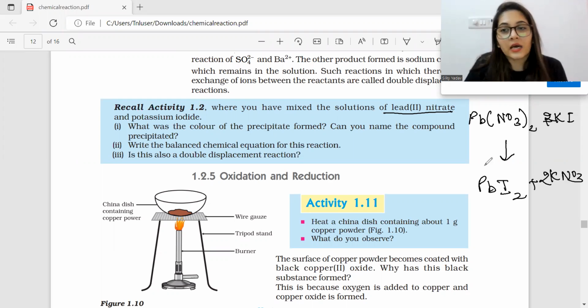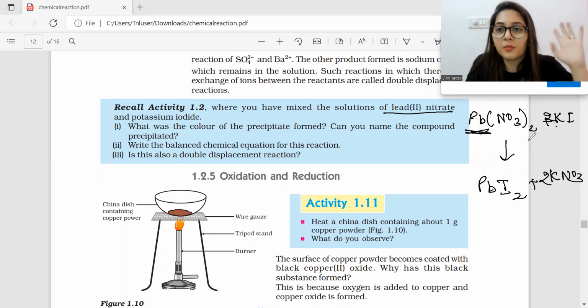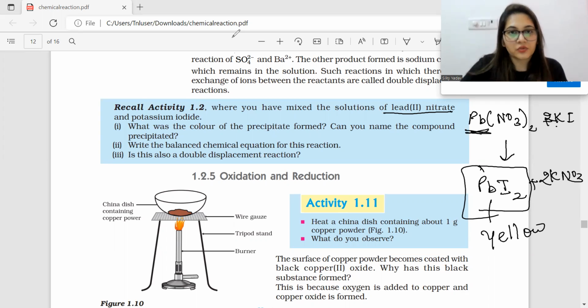Okay. So this is again a double displacement reaction, because Pb is taking the position of K, that is potassium, and now the potassium is going to take the position of Pb, right? So that's a double displacement reaction. Now this PbI2 will give a yellow color precipitate. So it is also a precipitation type reaction. Okay. I hope that's clear to you all.